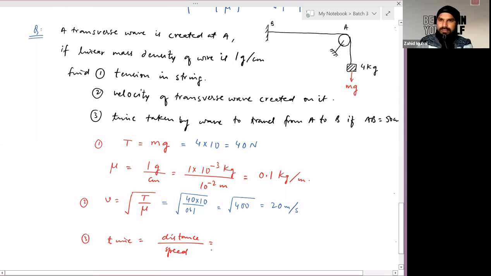Now in the third part, distance of A to B is 50 centimeter, that is 0.5, divided by speed 20. So to remove this decimal, multiply by 10. So it will be 5 by 2, that is 2.5 into 10 to the power minus 2 second.